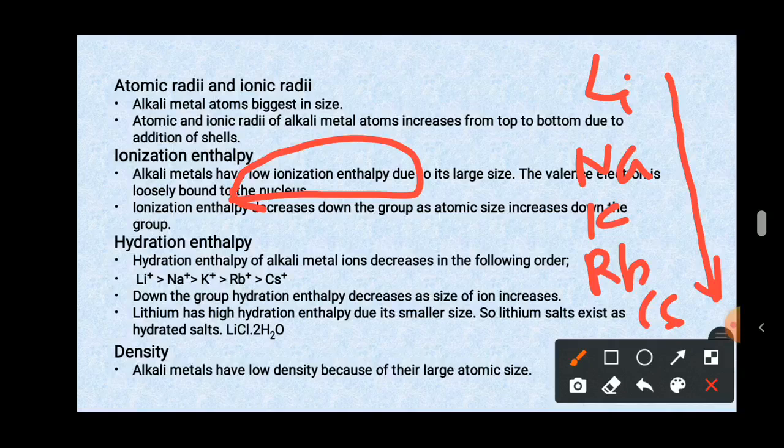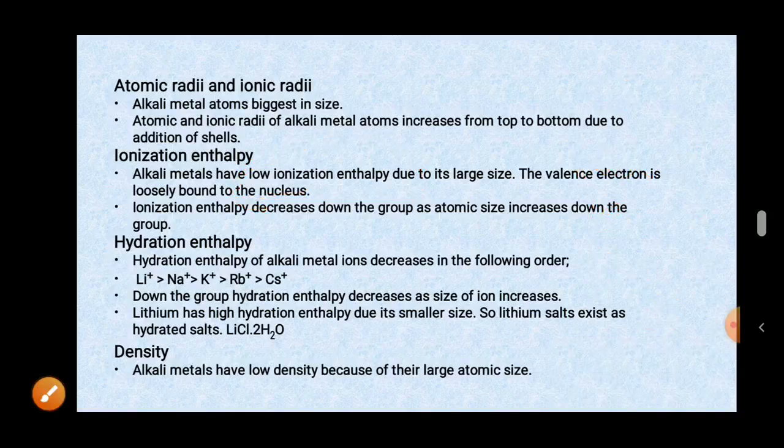I already explained the definition of ionization enthalpy. It is the amount of energy required to remove the outermost electron from the outermost shell. Since alkali metals have a larger size, the distance between the center of the nucleus and the outermost shell increases, so the holding capacity becomes weaker and weaker.